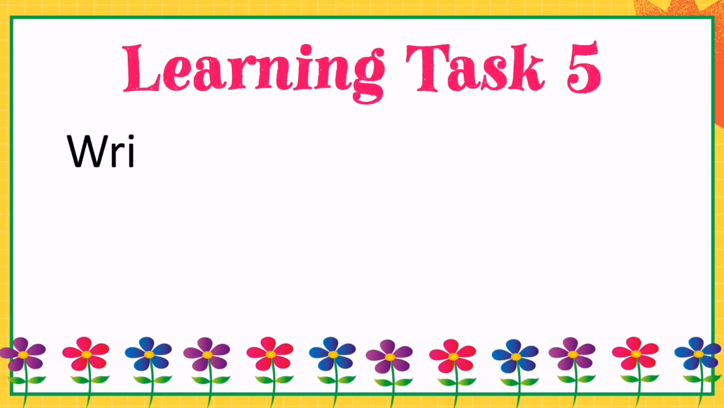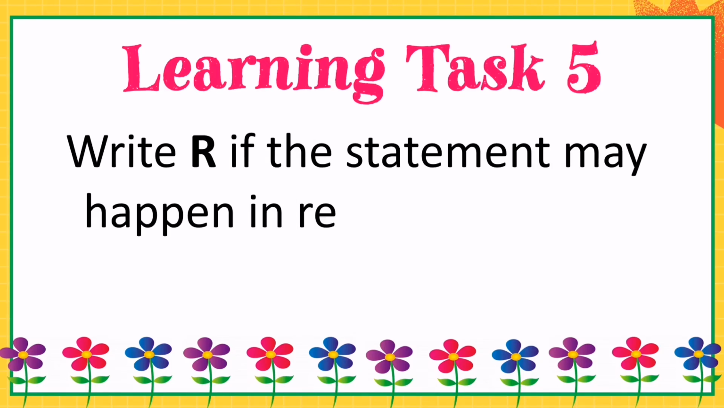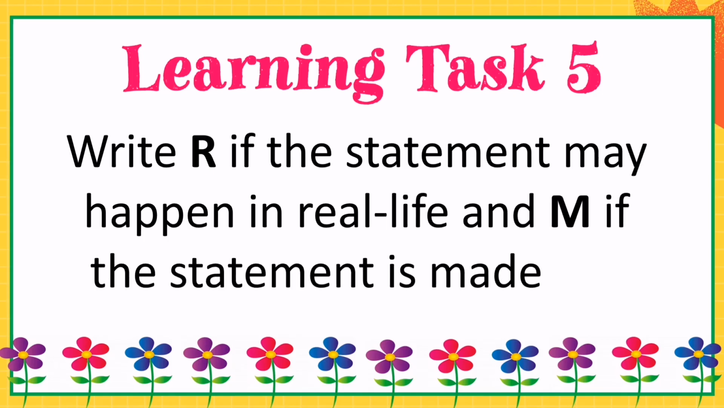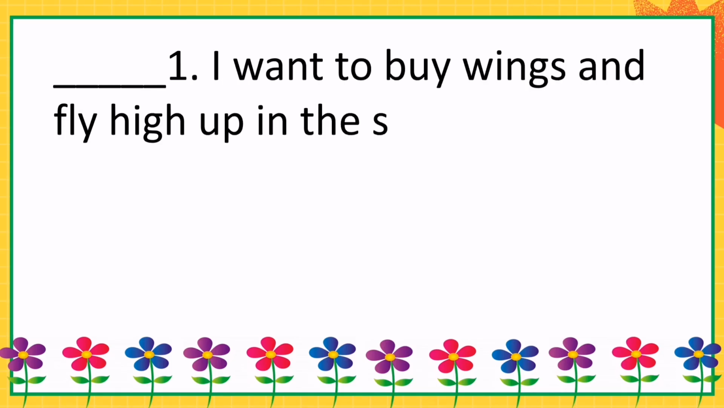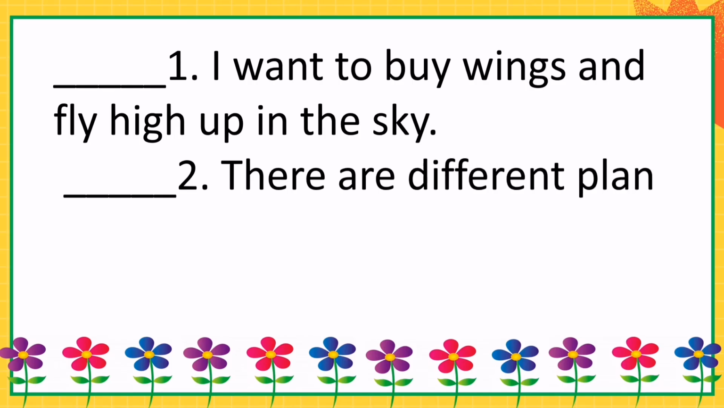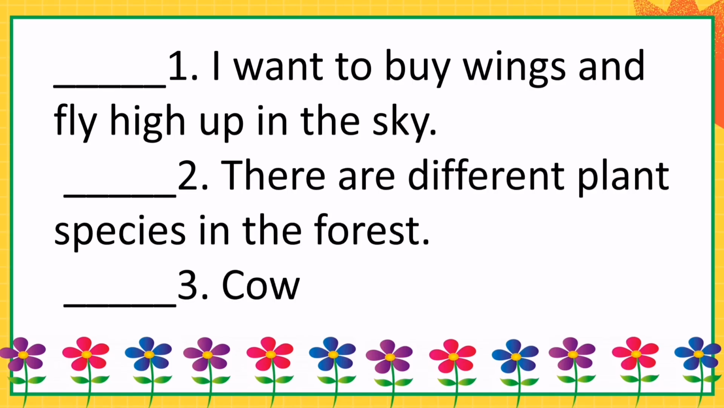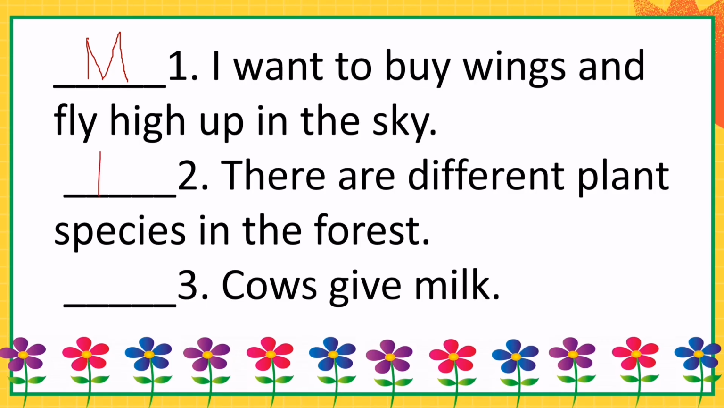Learning task 5. Write R if the statement may happen in real life, and M if the statement is made up. I want to buy wings and fly high up in the sky. Can we buy wings? And so, this is definitely letter M. We cannot have wings and fly. We are not birds. There are different plant species in the forest. Okay, so this is real. When you say different plant, iba-ibang halaman sa forest. Yes. Okay, not just in forest but in our surroundings.